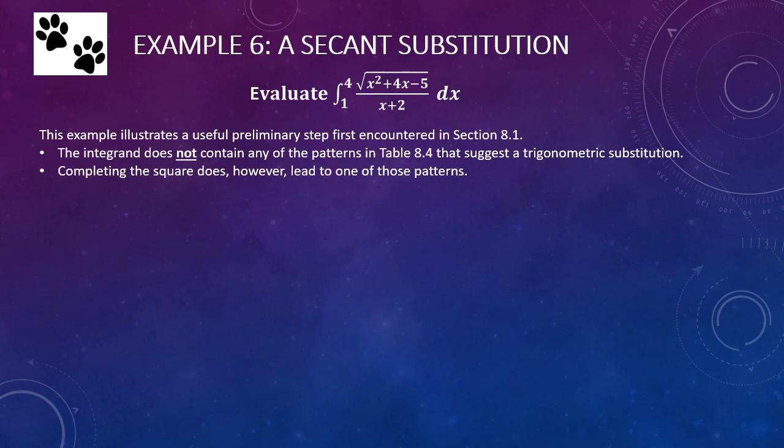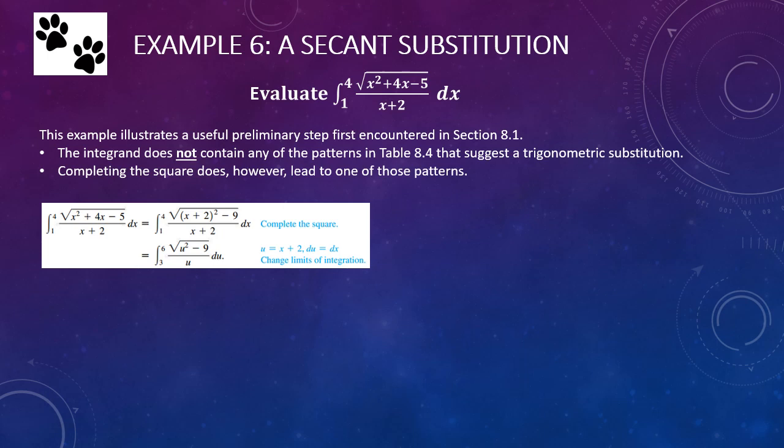This example illustrates a useful preliminary step that we did in 8.1. The integrand doesn't contain any of the patterns a squared plus x squared, x squared minus a squared, etc. that we have been using throughout this section. But if we complete the square in the numerator, we'll see that it does lead to one of those patterns. I'm not going to walk through the steps of completing the square. You should know this already. Completing the square in the numerator changes from x squared plus 4x minus 5 to x plus 2 squared minus 9.